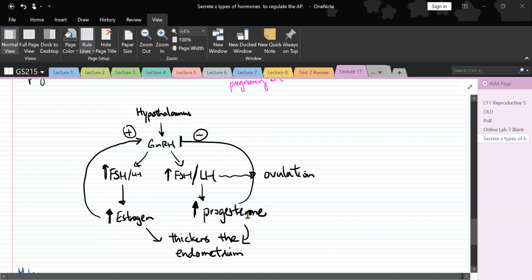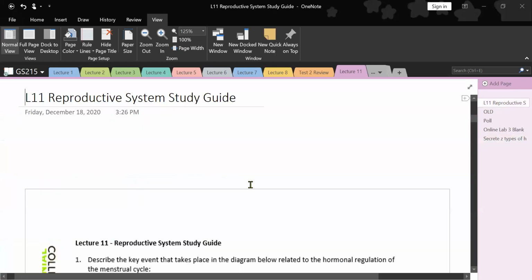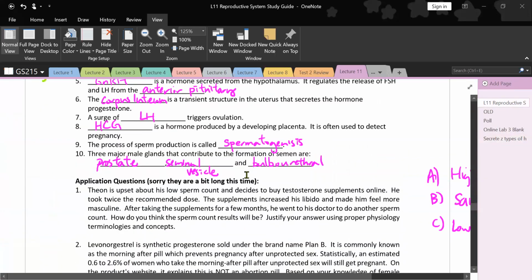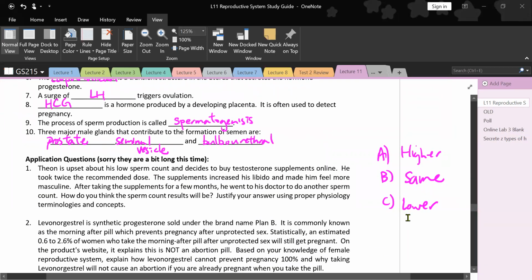Because if you take progesterone, you're actually going to go back and inhibit the release of GnRH, FSH, and LH and prevent ovulation from happening, right? So it's the same kind of logic. If you have too much testosterone, you're just going to end up inhibiting the spermatogenesis production process. And so the correct answer over here is he's probably going to have lower sperm count than before. Same or lower, I would say. Definitely not higher. More likely to be lower because of the negative feedback inhibition.